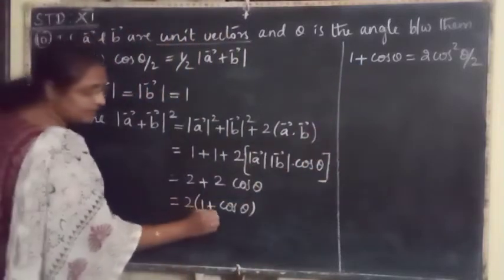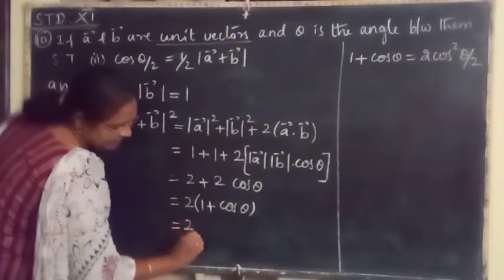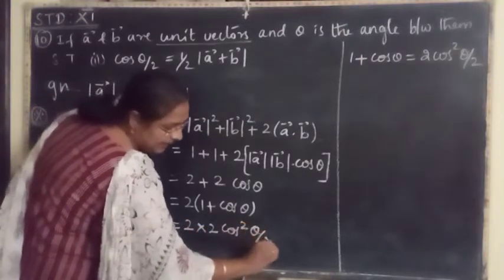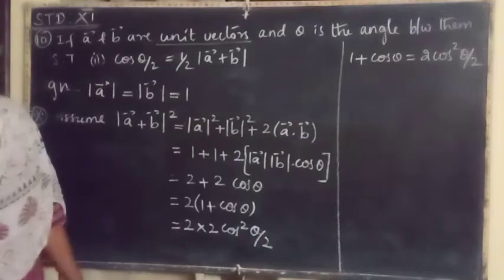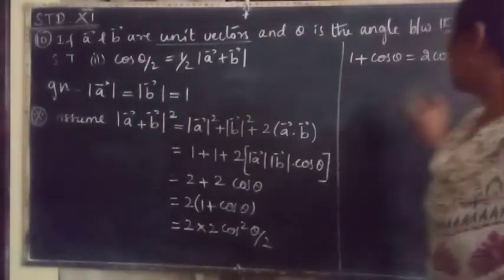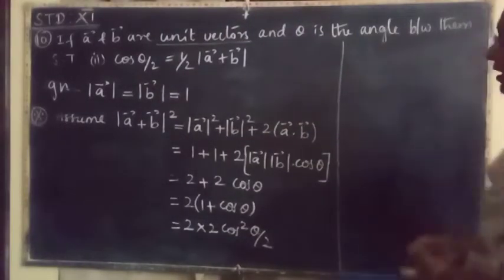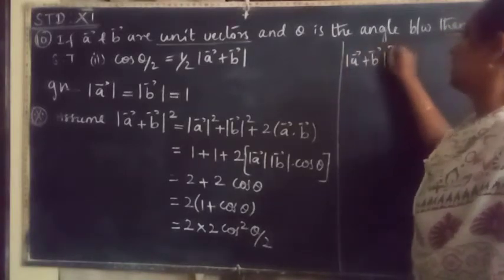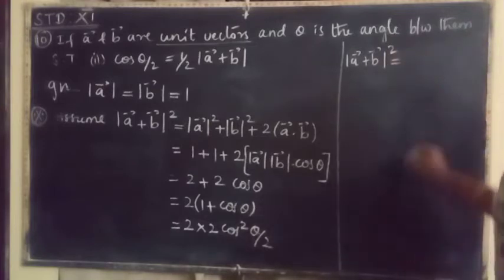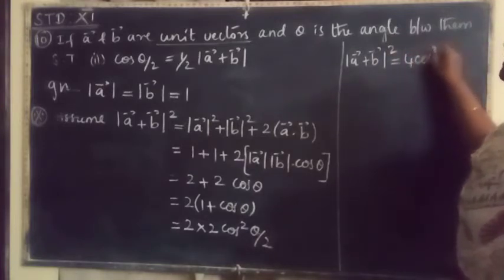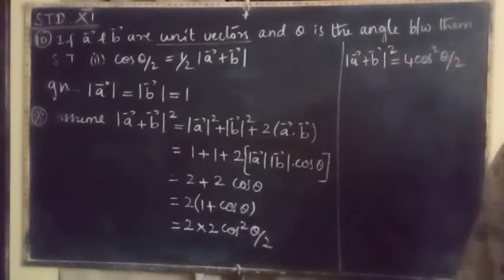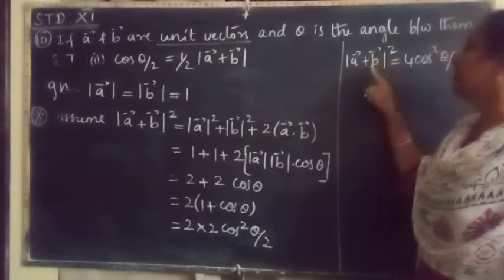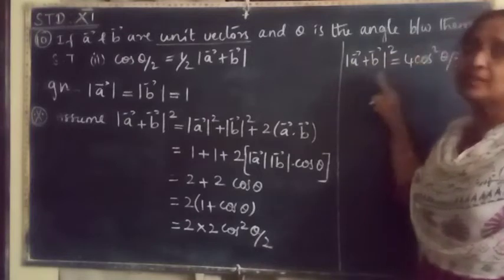Now instead of 1 plus cos theta, I am going to substitute 2 into cos square theta by 2. Yes or no? Okay. Now proceeding in the same way, what will I get? Modulus of A vector plus B vector, the whole squared, will become equal to 4 into cos square theta by 2, isn't it? Okay. Again, I don't want the square, so I am going to take square root on both sides.